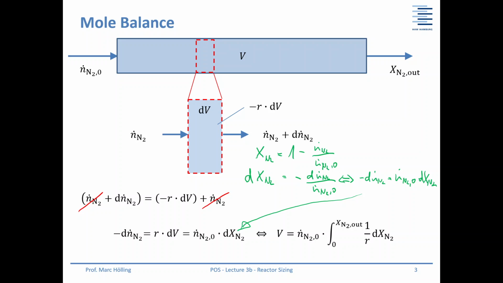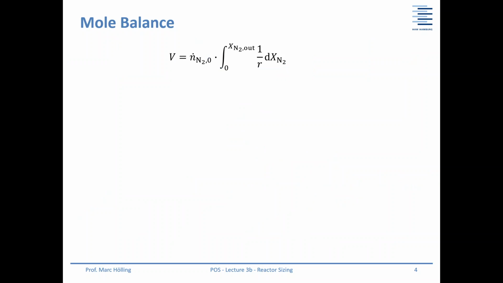And that's the reason why we decided to go for a conversion temperature diagram. In this diagram we have the relationship between our reaction rate and our conversion, and we can use this to calculate our volume. It's not that straightforward, but at least we are quite close. Okay, mole balance, and we need to solve this integral.